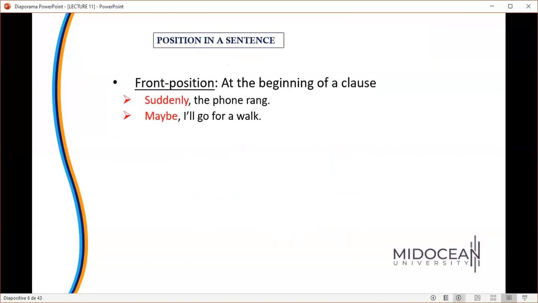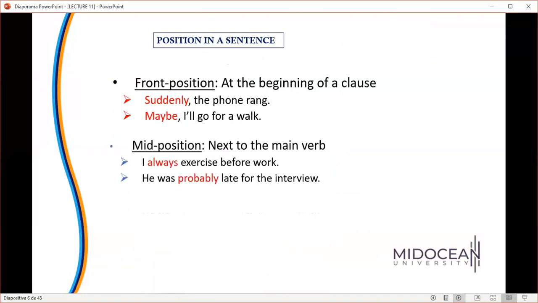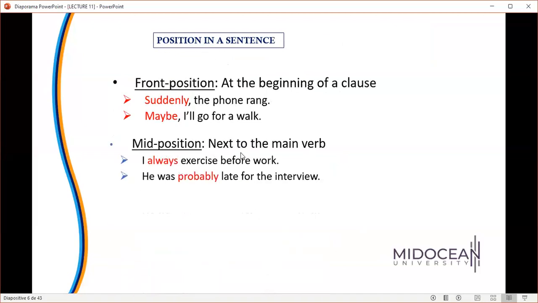Position in a sentence now. So you have a position at the beginning of a clause. For example, suddenly the phone rang. So here suddenly is an adverb. Maybe I'll go for a walk. Next, the position next to the main verb. For example, I always exercise before work. He was probably late for the interview. Okay.